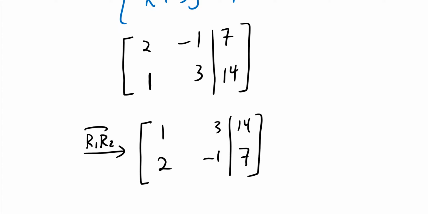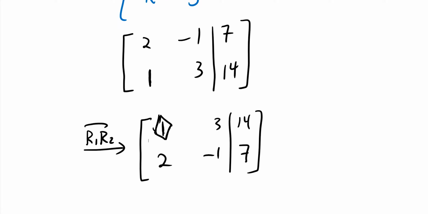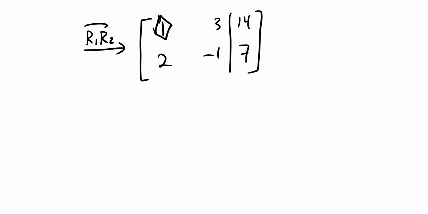Now I have this number up there, and this number is 1. In mathematics we call this number the pivot number. I'm going to use that number to clean up the first column. So I already got 1 up there, as you can see. Now I want to make that number 2 down there 0, right below the 1. How do I make that 0?